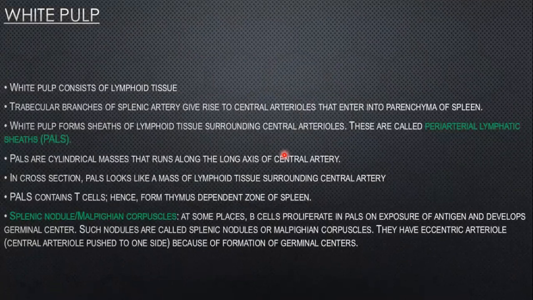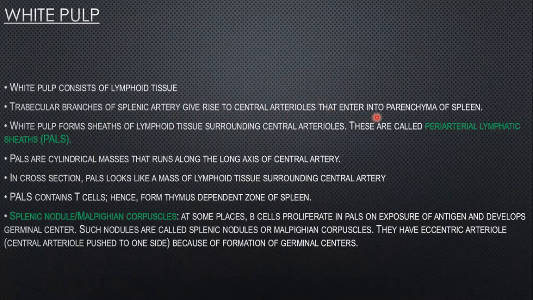Now we are done with the spleen stroma. Now let's look at the parenchyma. The parenchyma is composed of the white pulp and red pulp. White pulp consists of lymphoid tissue. Now trabecular, please understand this. Trabecular branches of the splenic artery give rise to the central arterioles that enter into the parenchyma of the spleen.